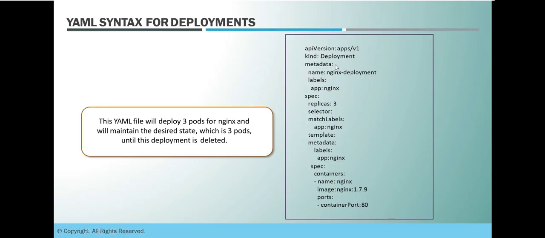In metadata, you define information about the object that you are going to create. Here it is a deployment, so I am giving it a name. Name is important to provide inside metadata. Other things are optional. Name is important because using this, it will be identified inside the Kubernetes cluster.